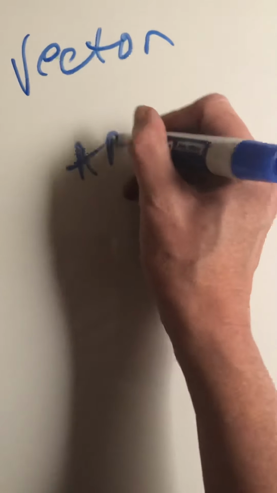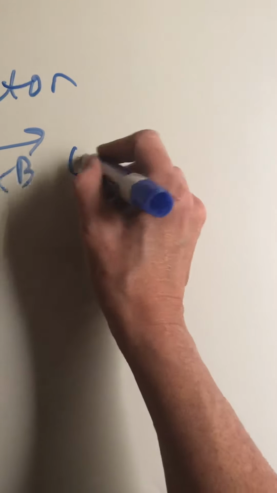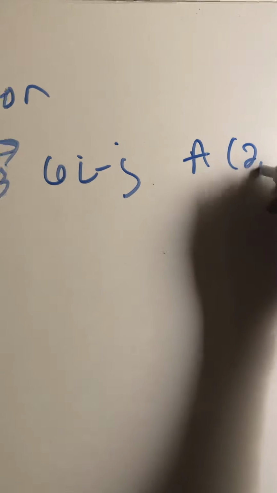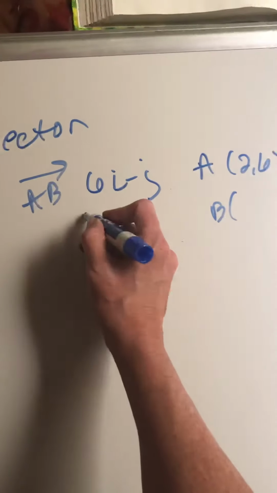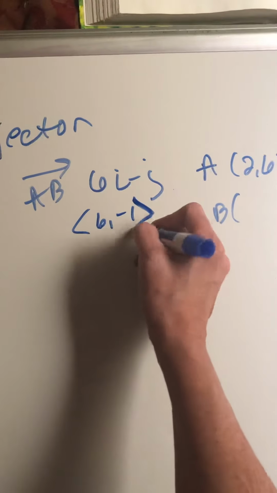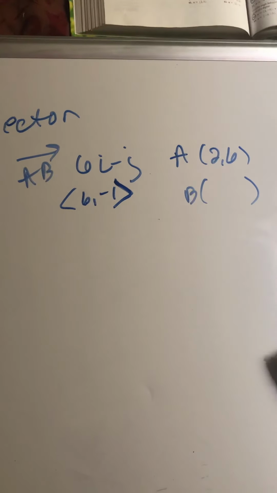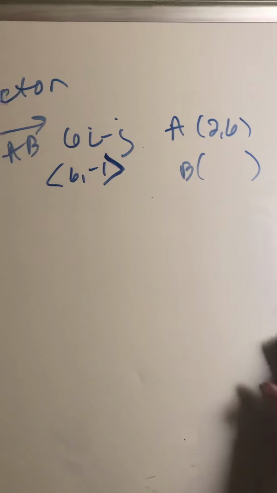Okay, then the last one I want to show you is you're given a vector A to B, which gives us a direction. A is the initial point, B is the terminal point. That's important. That's 6i minus j. And then A is 2, 6. And we want the coordinates for B. So this AB component form is actually 6, negative 1. If you remember the very first ones we did where we subtracted the x's to get the component form and then subtracted the y's, we've got to do that backwards.